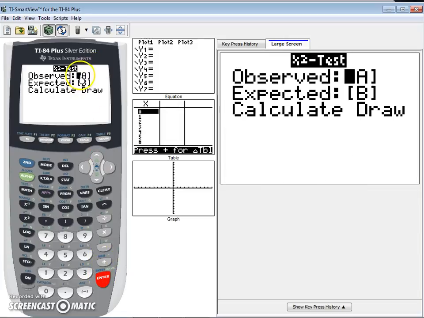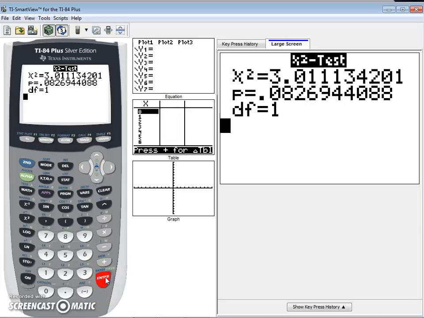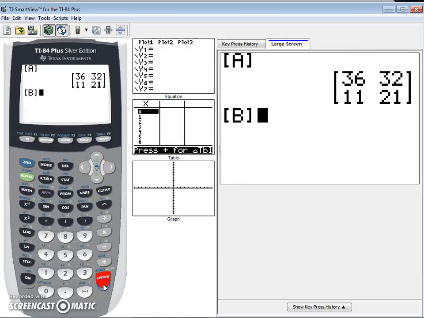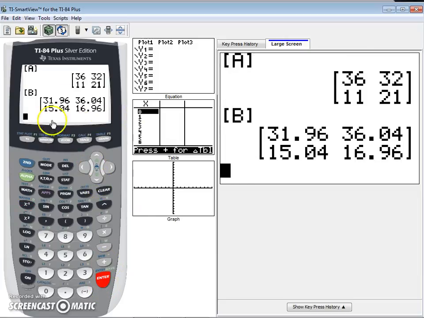Okay, observed in A, put my expected in B, and I'll go to calculate. And there we go, so I will write that down. I will also go into matrices and look at B and write these in my expected data. Here, I wouldn't bother to round to one decimal spot because it's nicely ending at 2. So just write them all down, and we're going to put them in our expected table.